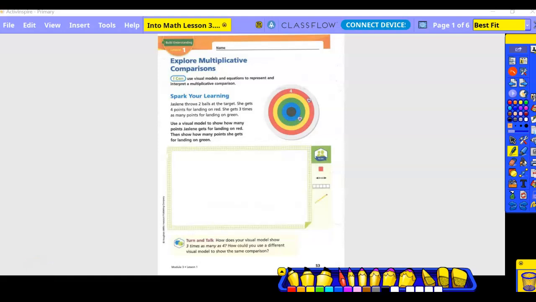Fourth grade math lesson 3.1, explore multiplicative comparisons. I can use visual models and equations to represent and interpret a multiplicative comparison.